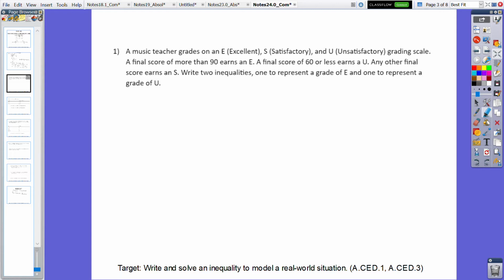Keywords here are that a score of more than 90 earns an E and a score of 60 or less earns a U. So to get an E, you would have to earn a score that's greater than 90. The reason being is that it just says more than 90. So any time a student gets a score of more than 90, they get an E. For a U, it says 60 or less. So that means we include 60 here. So a U would have to be less than or equal to 60.